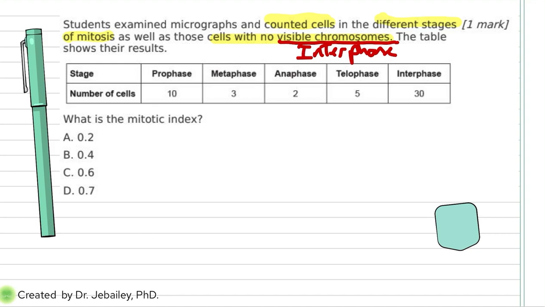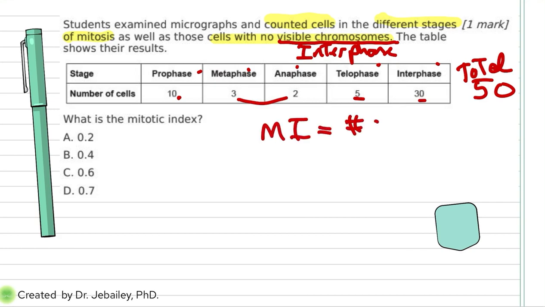So here are the results. You have prophase, metaphase, anaphase, telophase, and interphase. However, I did not give you the total. We have to have the total. So in total, how many cells did they look at? 10, 15, 20. So there are in total 50 cells. What is the mitotic index? If you remember, the mitotic index is the number of cells in division.